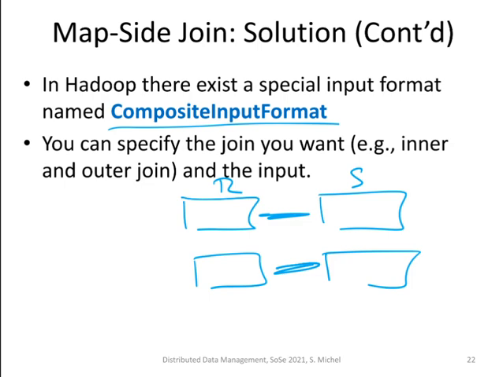But this is the way how you're computing a map side join. Remember the merge join in database systems, and here is just like the equivalent way you're doing this in MapReduce.